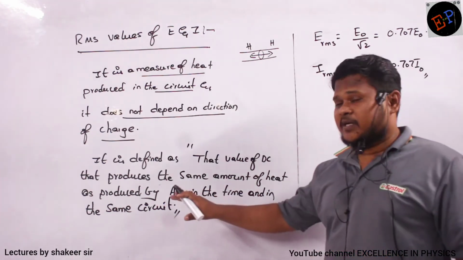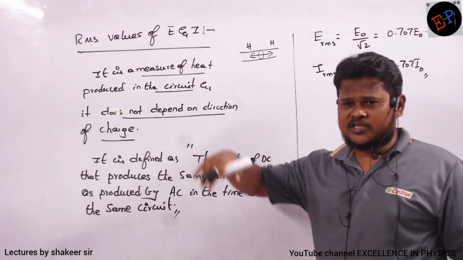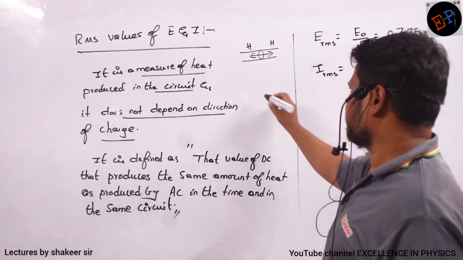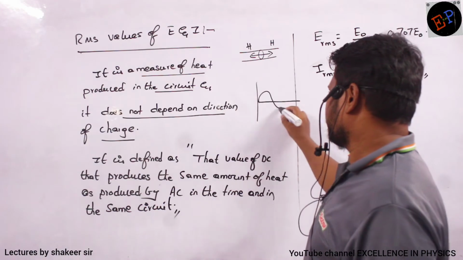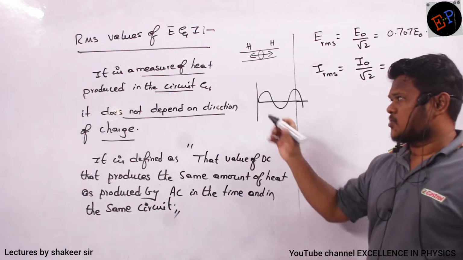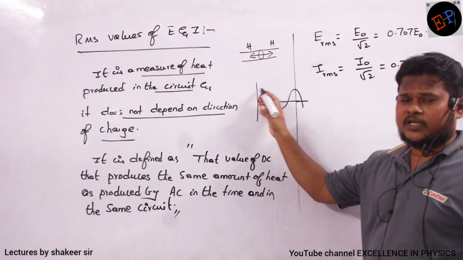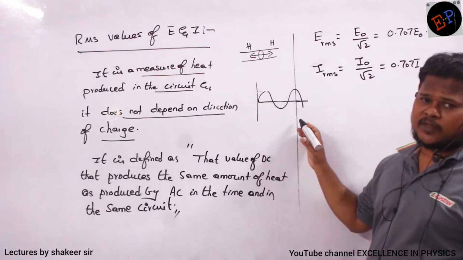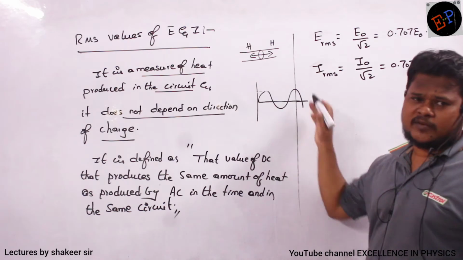Point is that, see, my AC is continuously changing, no? How does AC change? Magnitude of AC continuously changes. So we cannot give a particular value to this one. At some time it is maximum, then it is 0. Again it goes to another maximum. So here I cannot have a measurement.